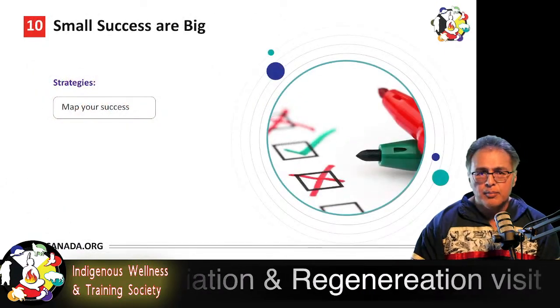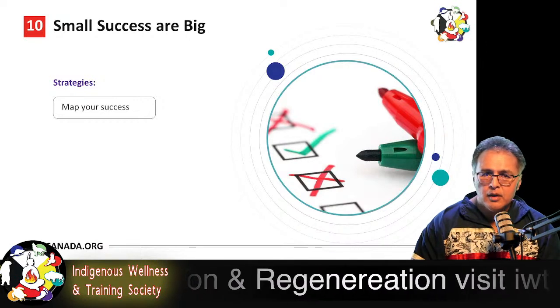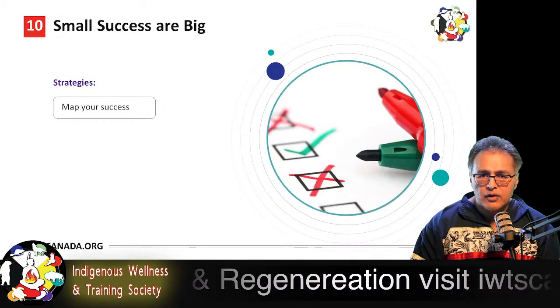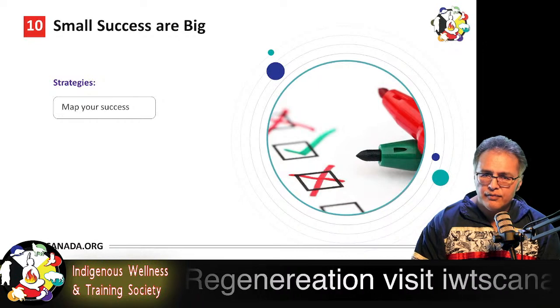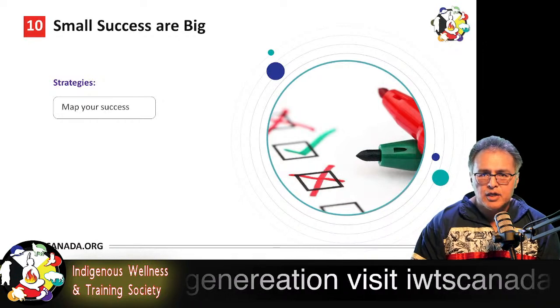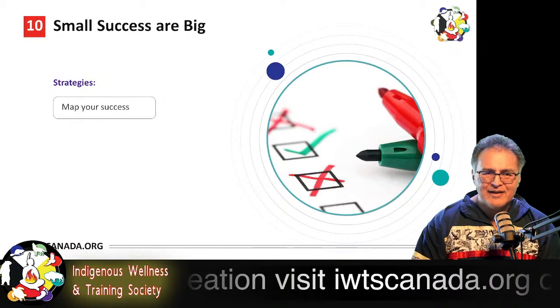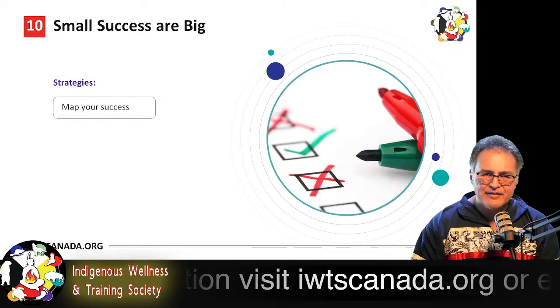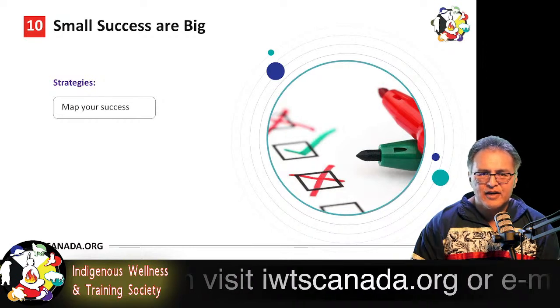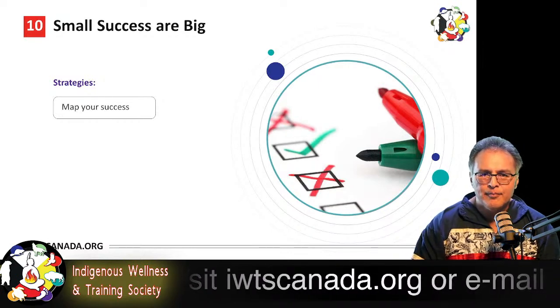Small successes are big, so map your success. Big, huge plans for a big, huge success equals big, huge failures. I tried to ask Aboriginal Business Canada for a loan to start a huge coffee shop. It's going to be great. You know, they turned me down flat several times. They suggested I start with a hot dog stand and work my way up.